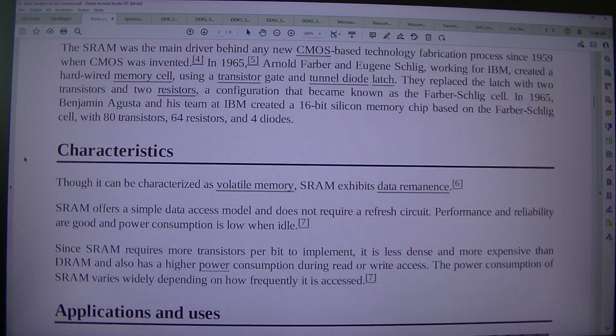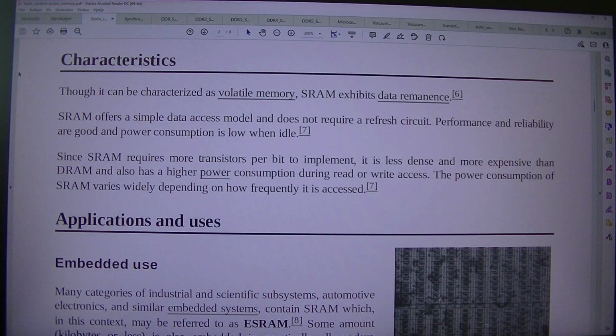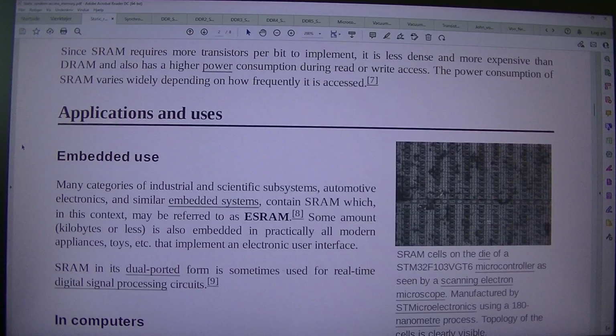Characteristics. Though it can be characterized as volatile memory, SRAM exhibits data remanence. SRAM offers a simple data access model and does not require a refresh circuit. Performance and reliability are good and power consumption is low when idle. Since SRAM requires more transistors per bit to implement, it is less dense and more expensive than DRAM and also has a higher power consumption during read or write access. The power consumption of SRAM varies widely depending on how frequently it is accessed.